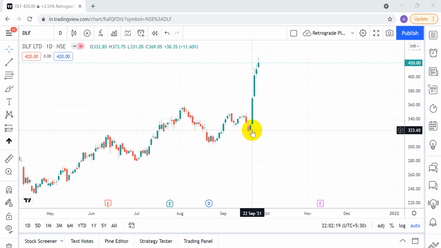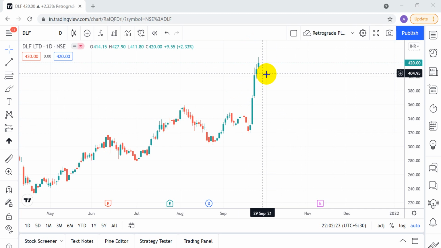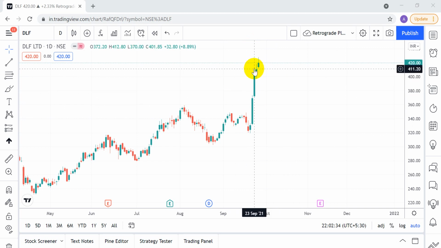So now this is the chart of DLF. The stock has made a bottom around 319 and from there it has rallied almost more than 100 points, or around 30%, in a matter of 4 trading sessions. So, first thing, can these kinds of moves be predicted? And second thing which we will discuss here is that today it is standing at a very crucial point.